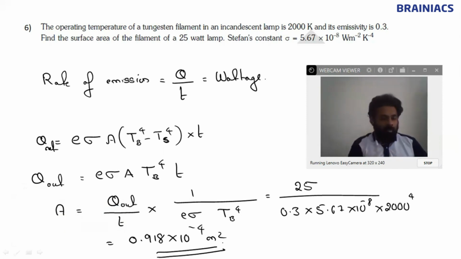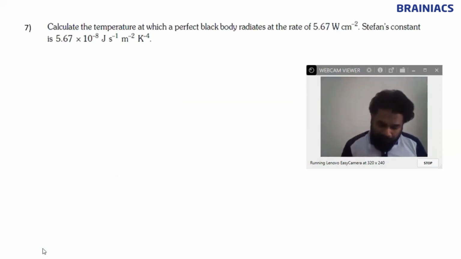Clear? The formula which I wrote first is the net radiation, that is the radiation going in and coming out, considering all incoming and outgoing together. But here we are given the power of the lamp, so we need to consider only outgoing radiation. So I wrote the second formula. From that, area is equal to Q out by t into 1 by the remaining terms on the right hand side. Q out by t is the rate of emission, or wattage, or power, which is given as 25 watt. Then we substituted the remaining values and got the answer. Clear? Next problem.